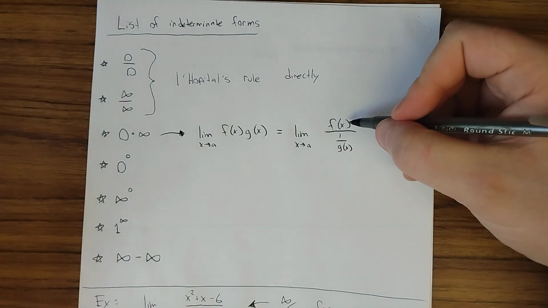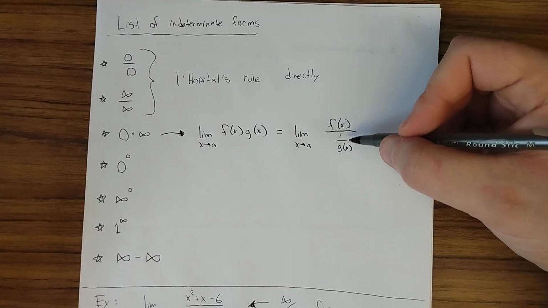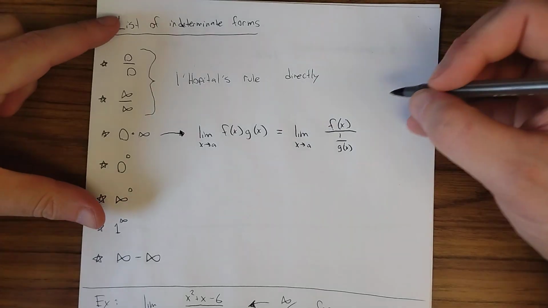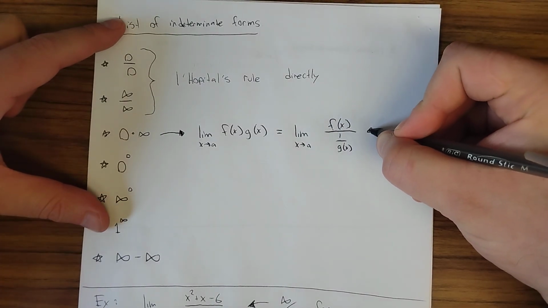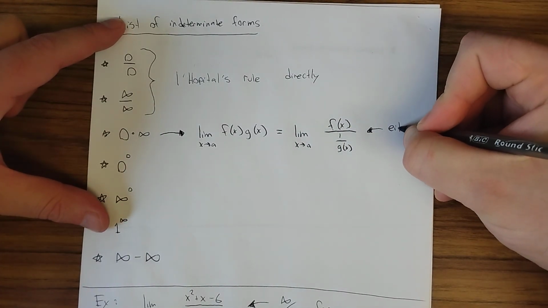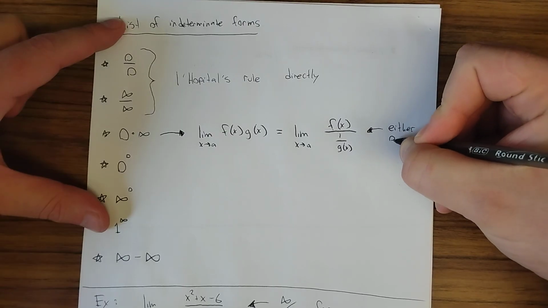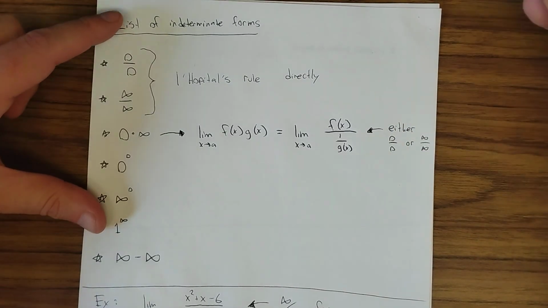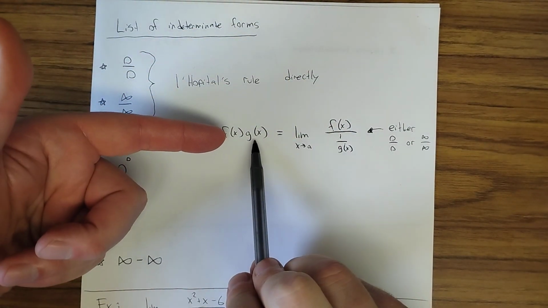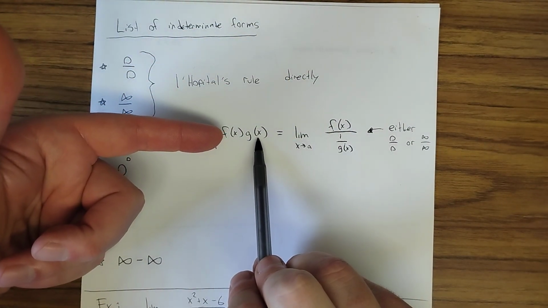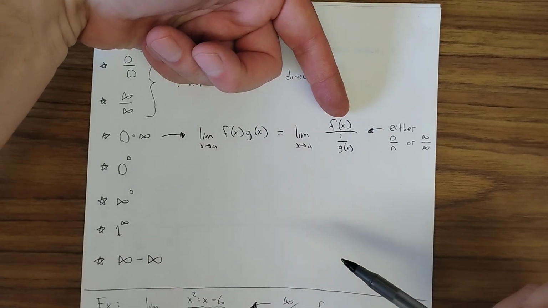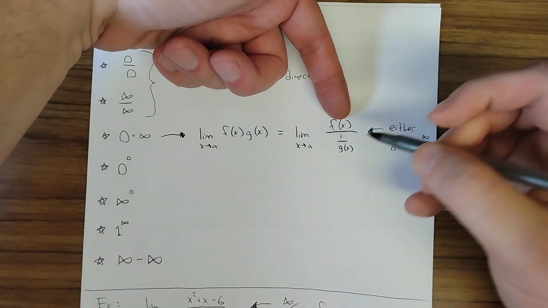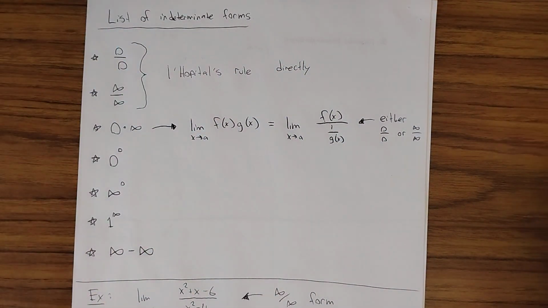So instead of doing f of x times g of x, I'm doing f of x divided by 1 over g of x. And this is either going to be 0 over 0 or infinity over infinity. For example, if f of x was the one that went to 0 and g of x was the one that went to infinity, then the top here is going to 0 and the bottom is like 1 over infinity, which is 0. So this turns into a 0 over 0 form.